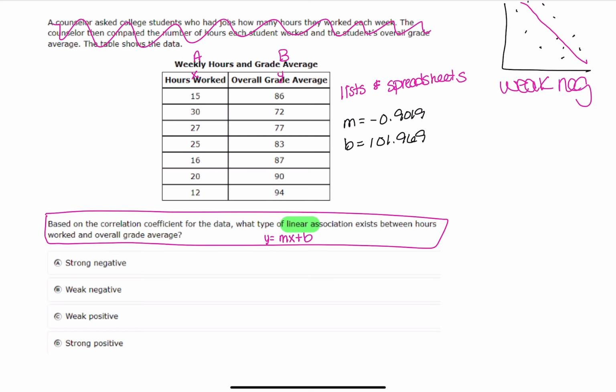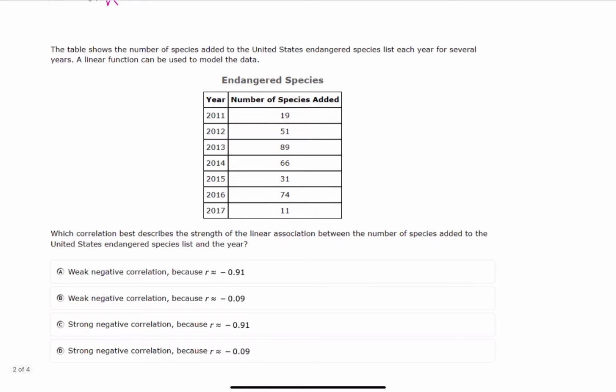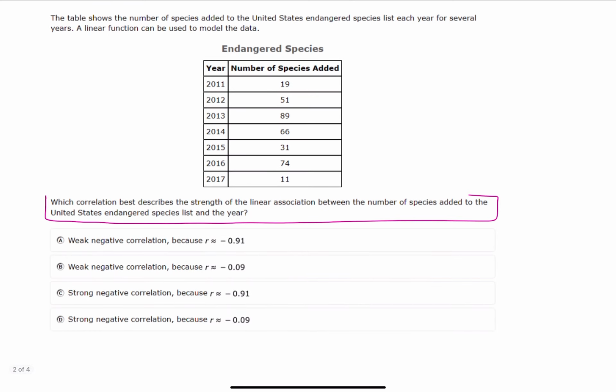Well, Miss, what does that tell me? Looking at this, it is negative, so we get rid of the positives. Now, it's negative 0.9. Well, the closer to 1 the stronger it is. Because it's close to 1, it's going to be a strong negative, so it's not weak.